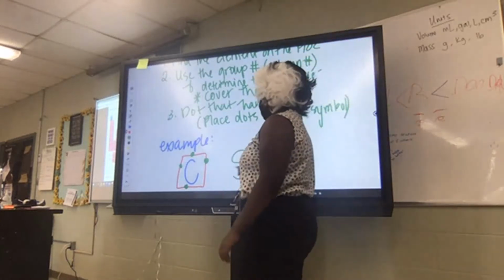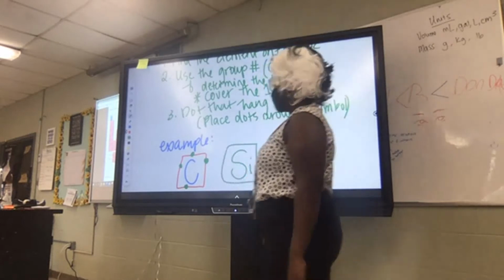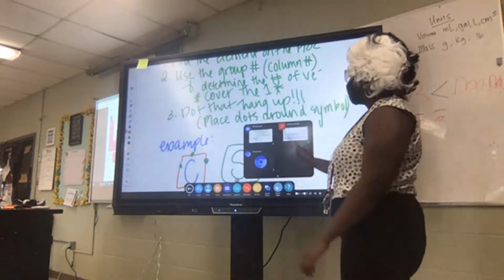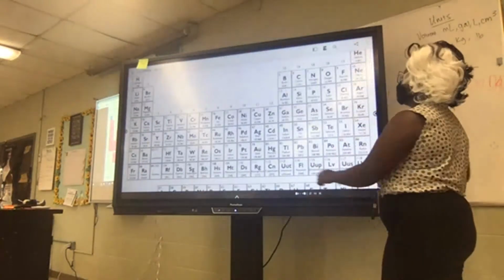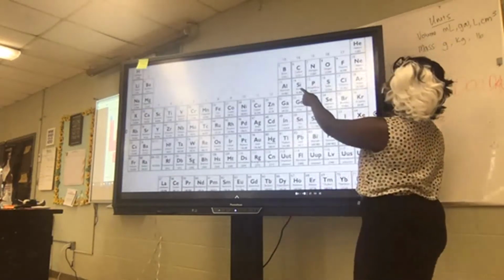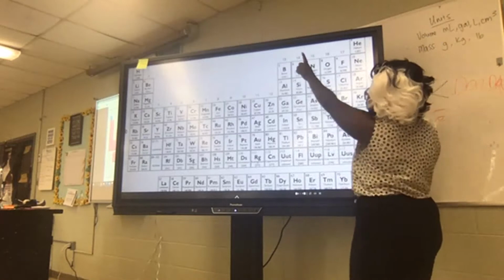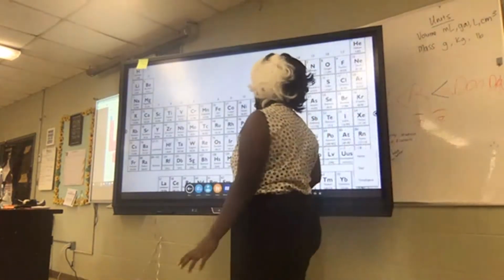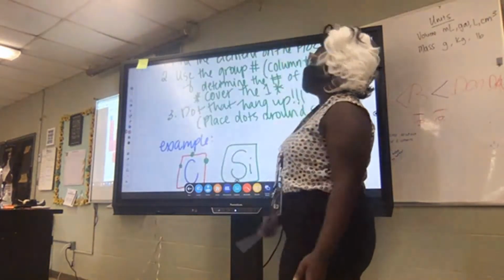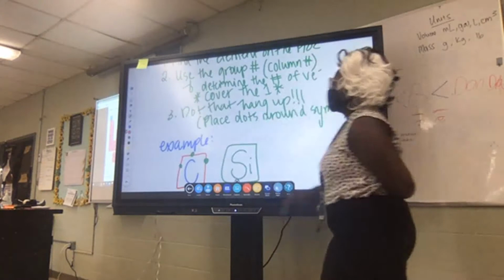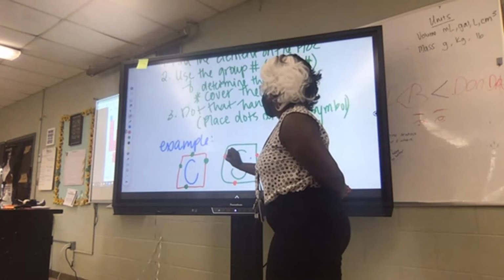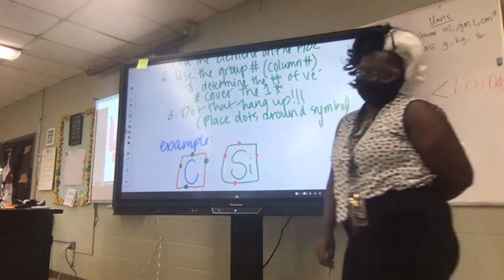Next up, let's do silicon. Silicon is in what group number? It's in group 14. Do you see it? It's right here. You go up to the group number because groups are columns. It's in group 14, and that means that I cover the 1, and I'm left with 4. That's how many dots my silicon Lewis dot diagram gets.